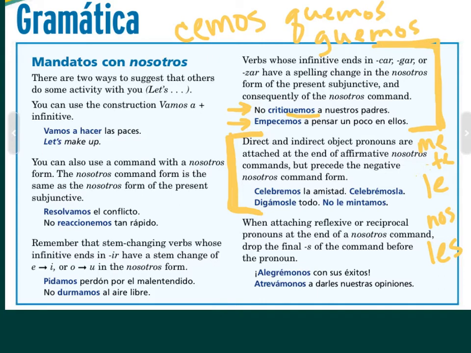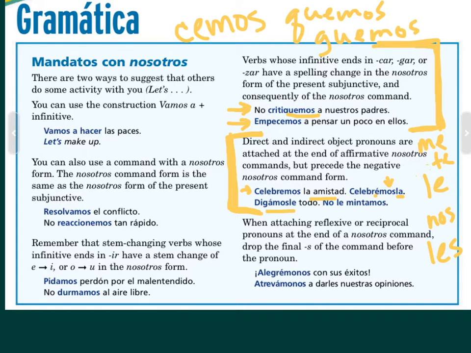Okay, so here we have an example. Celebremos la amistad. Let's celebrate friendship. Okay, and then the command form becomes celebrémosla. We just add that la, which represents it, which is talking about friendship, amistad. We put that at the end. And because we added the pronoun at the end, we also add the tilde on the vowel before the verb ending. So our verb ending is mos, and the syllable before is e. So celebrémosla.